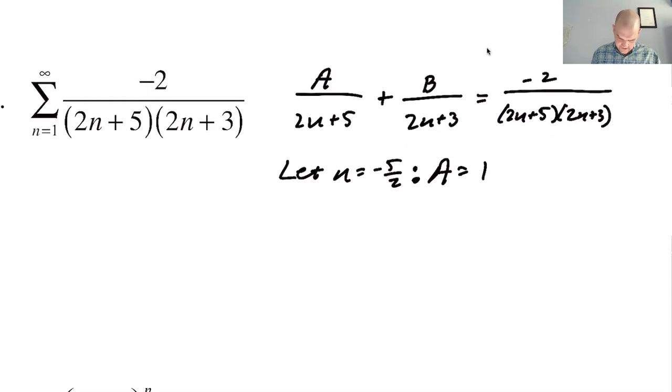And then if you let n equal -3/2, so we cover up this, you get -3 plus 5 is 2, so you just get b is -1.